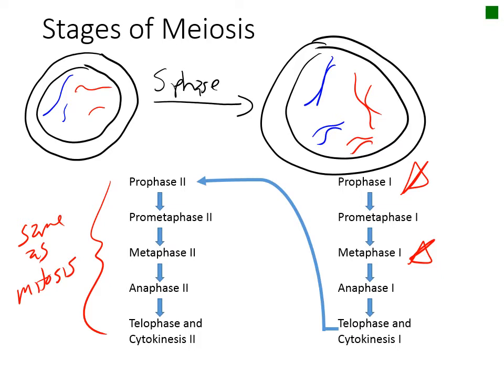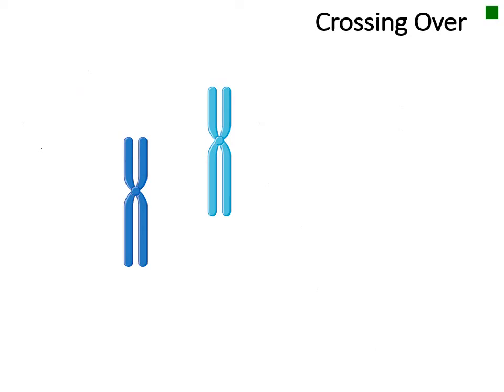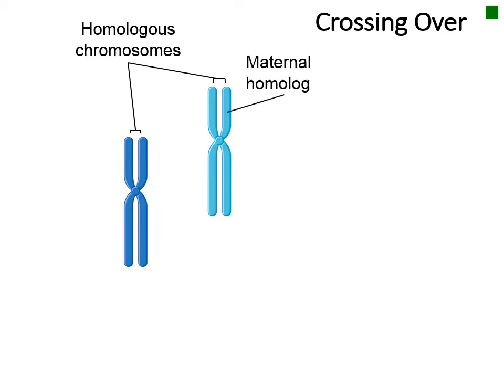Before we continue to diagram this cell as it goes through meiosis, we will first discuss the unique cellular process that occurs during prophase 1 of meiosis. In prophase 1, an interaction called crossing over occurs between the non-sister chromatids of homologous chromosomes. Remember that homologous chromosomes are chromosomes with the same gene sets, but one came from mom and the other from dad, as represented here by the maternal light blue and the paternal dark blue chromosomes.